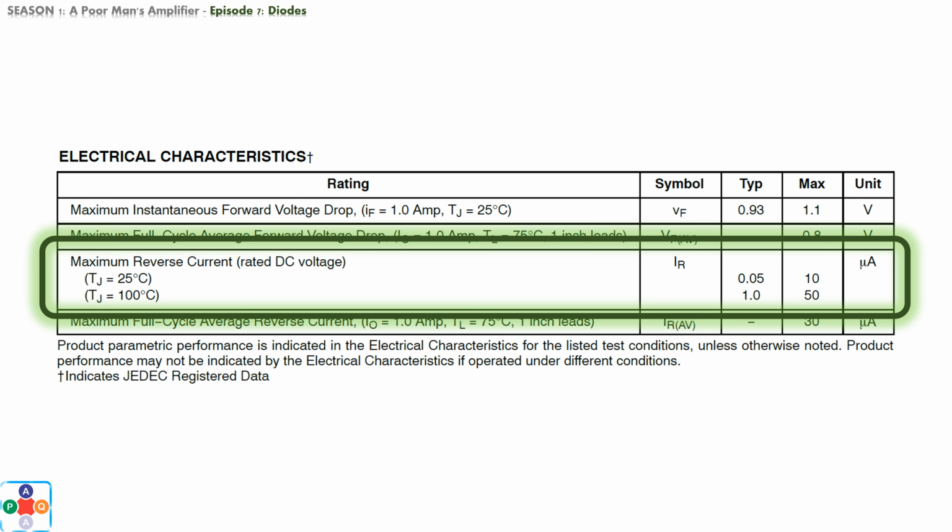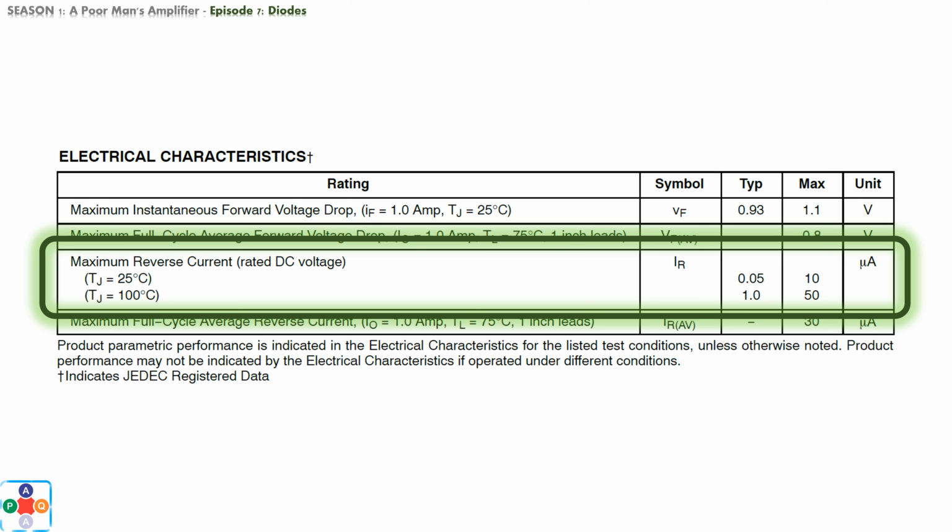At room temperature, the parameter Tj equals 25 degrees Celsius, that current will typically be 0.05 microamperes, and it will not exceed 10 microamperes. Remember from before, Tj stands for junction temperature.